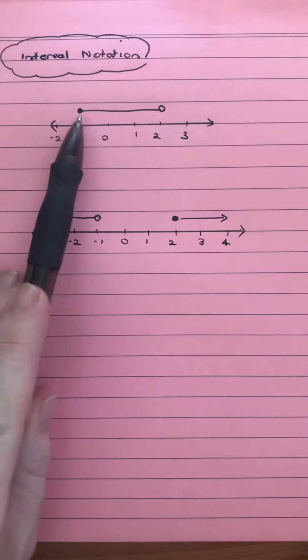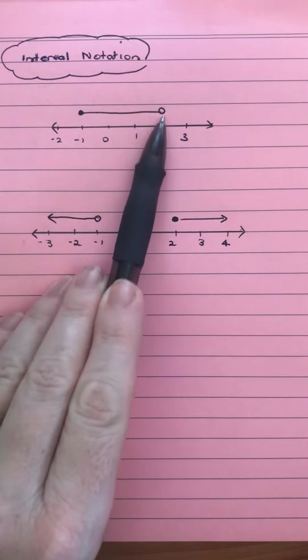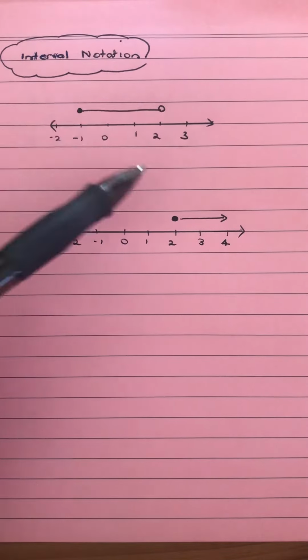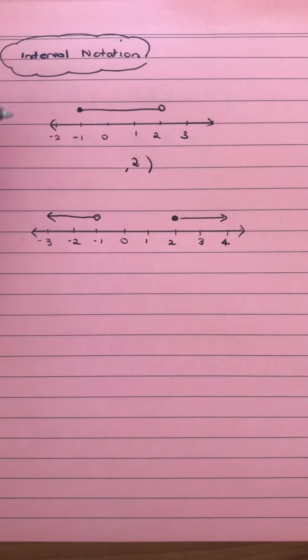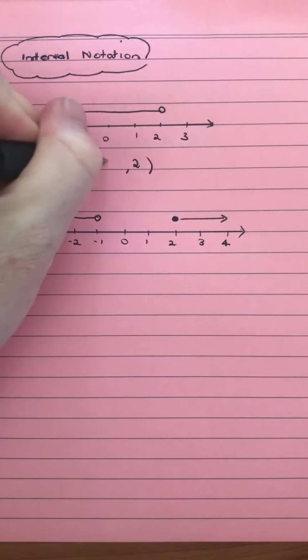So here we've got the numbers between -1 and 2. The open circle means it doesn't include the 2, so we use a curve bracket for that one. The -1 is a closed circle, so that means it does include the -1. So when we write in interval notation, we have the box bracket with the -1 and then the curve bracket with the 2.